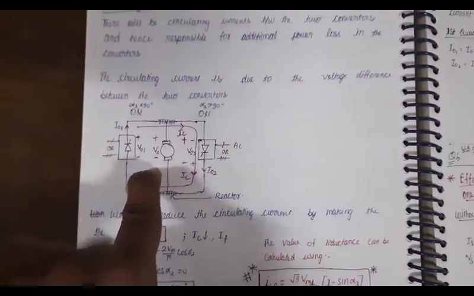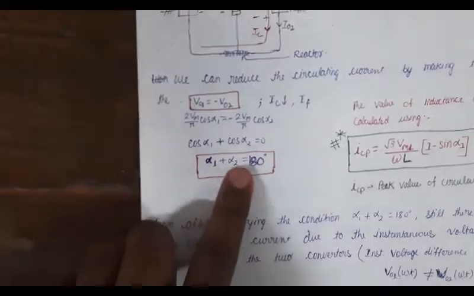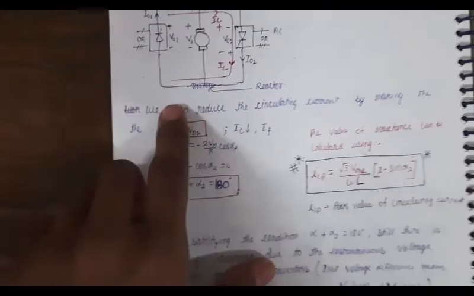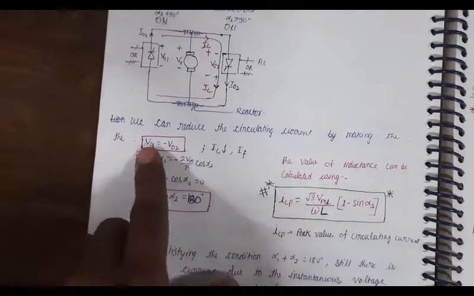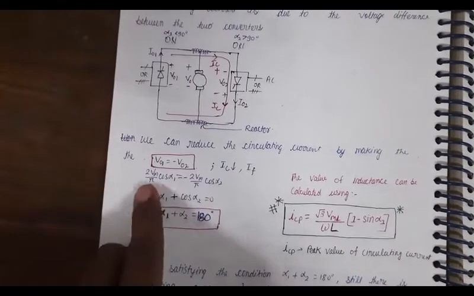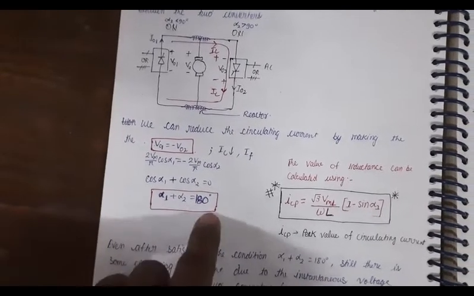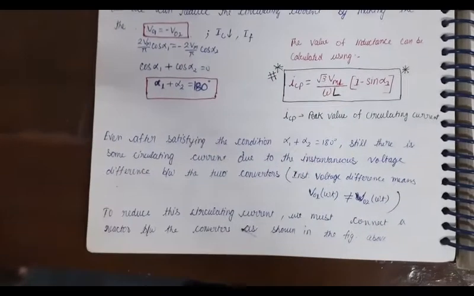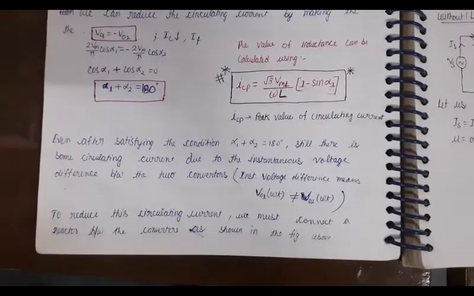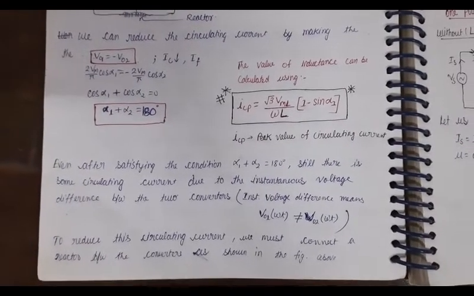Here we will have some circulating currents, and to minimize or reduce the circulating current, we use alpha 1 plus alpha 2 equals 180 degrees. How does this come? To reduce the circulating current, we make V01 equal to minus V02. When this is expanded, we can see that cos alpha 1 plus cos alpha 2 equals 0, and thus alpha 1 plus alpha 2 equals 180 degrees. Even after satisfying the condition alpha 1 plus alpha 2 equals 180 degrees, there is still some circulating current due to the instantaneous voltage difference between the two converters.